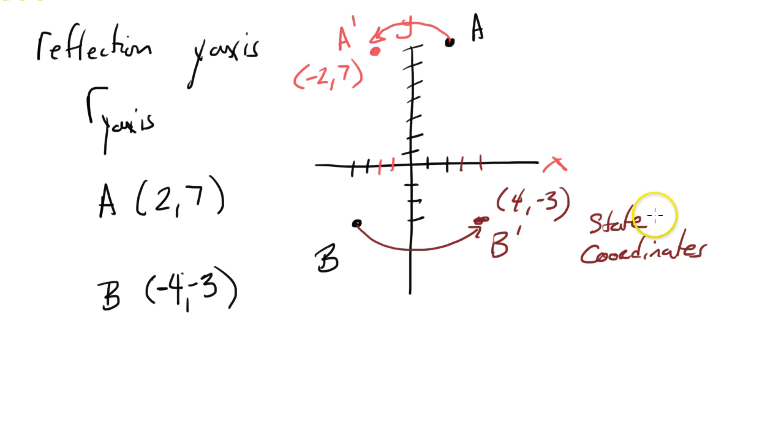Take a look. What happened? It was +2, +7, and it turned into -2, +7. -4, -3 turned into +4, -3. So when you do reflecting over the y-axis, you change the sign of x.